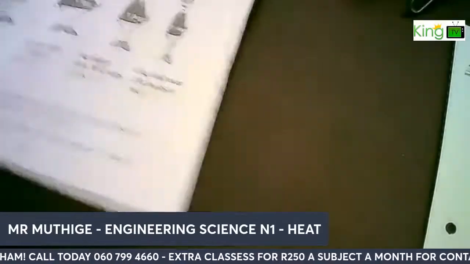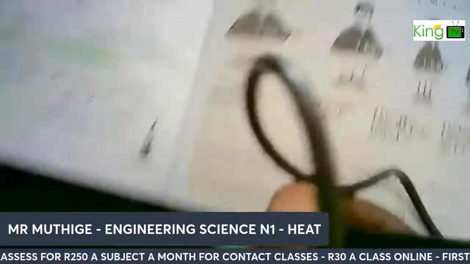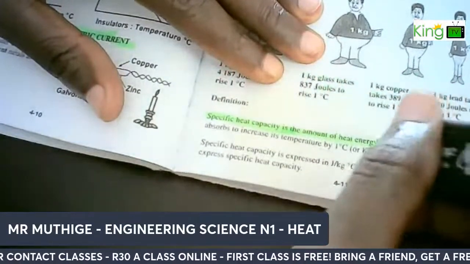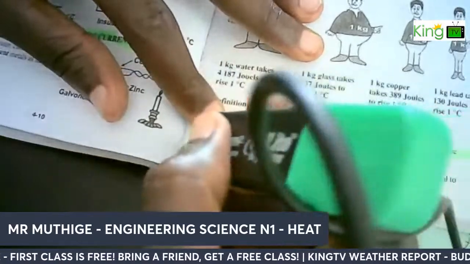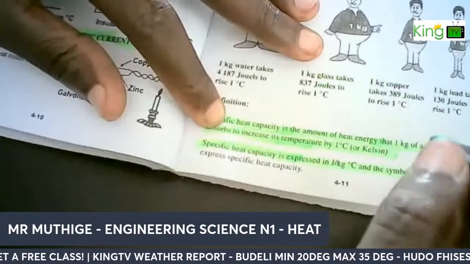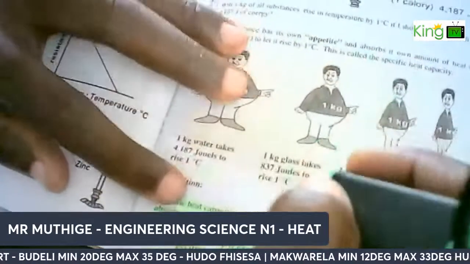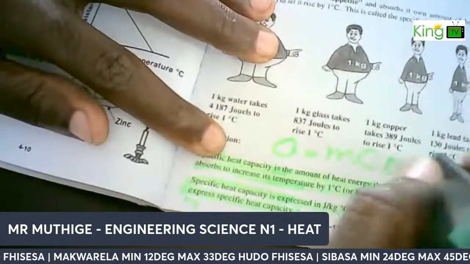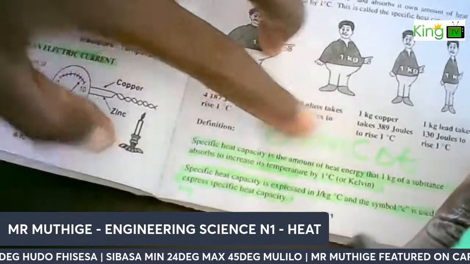Specific heat capacity, we start by the definition. Specific heat capacity is the amount of heat that 1 kg of substance absorbs to increase its temperature by 1 degree Celsius. It is expressed in joules per kilogram degree Celsius, and the symbol C is used to express the heat capacity. The formula is Q = m c change in T.